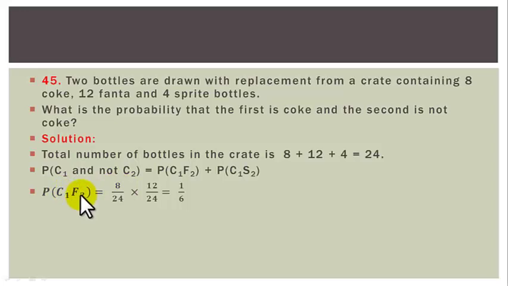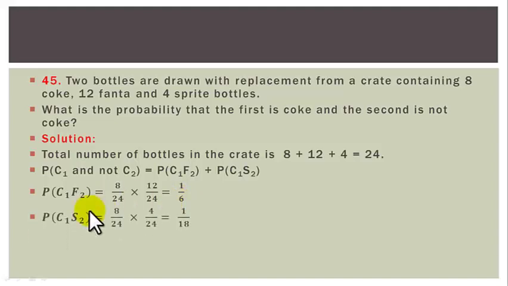Probability Coke in the first draw is the number of Coke, which is 8 divided by 24, times probability of Fanta in the second draw, which is the number of Fanta, 12 divided by 24. So 8 will cancel itself 1, it will cancel 24, 3. 12 will cancel itself 1, it will cancel 24, 2. So that will give us 1 all over 6.